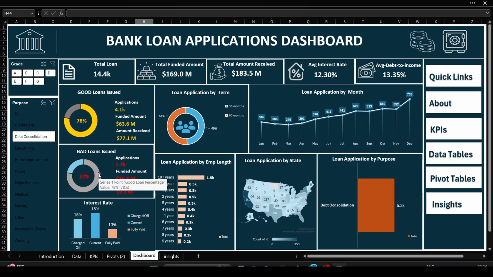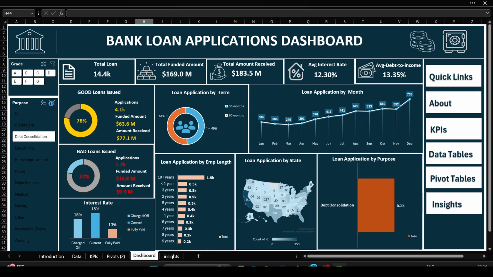Still, 22% of the loan was bad loan, because we have only received $9.9 million, whereas the funded amount was $16.8 million. Only 13% of people have fully paid, whereas 15% of people are currently paying, and 15% of people are already charged off.